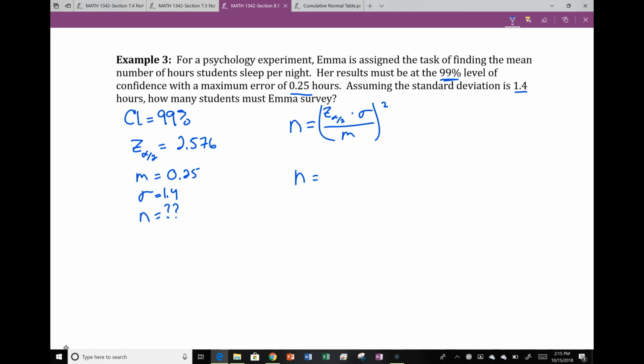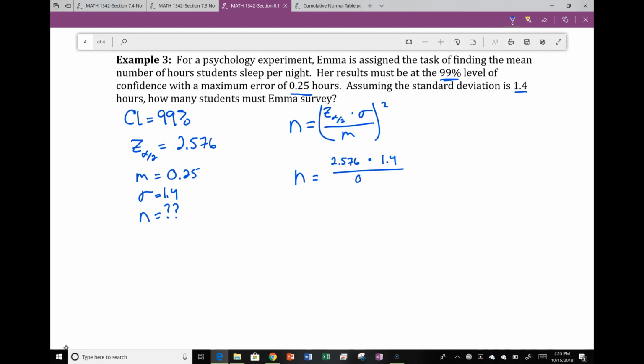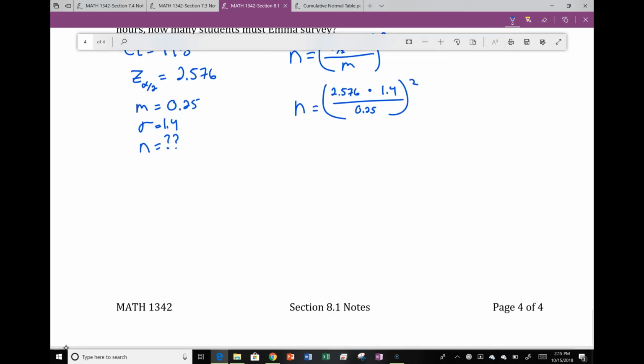So n is going to be equal to 2.576 times our standard deviation of 1.4 divided by the margin of error, 0.25, that amount squared. So in my calculator, I can do this multiplication and this division, and when I do, I get 14.4256. I still have to square it. I'm not done yet. When I square it, I get 208.0979. This is a sample size.